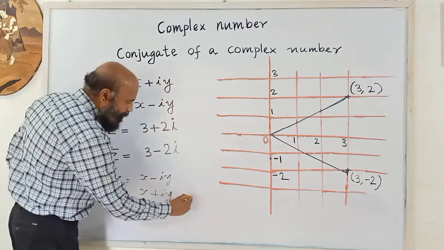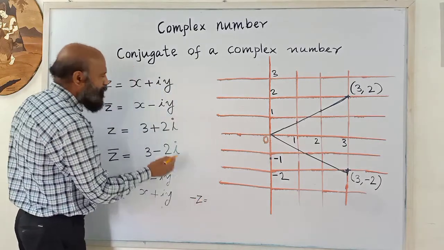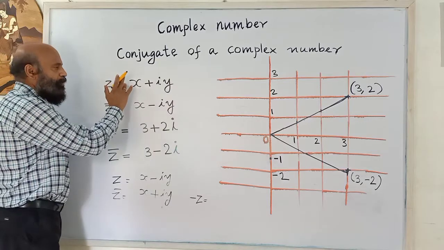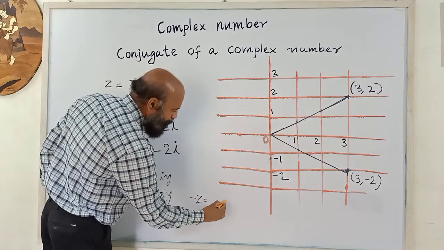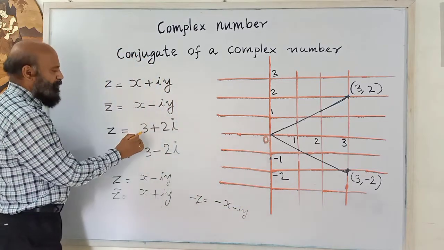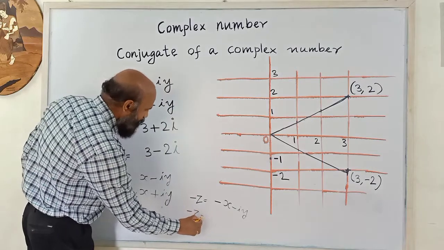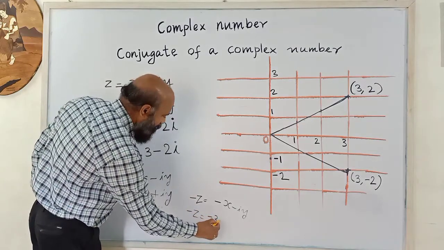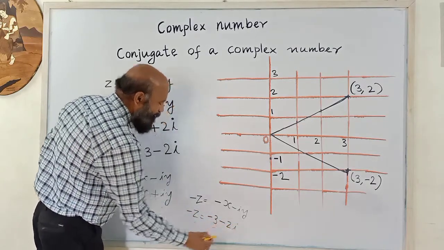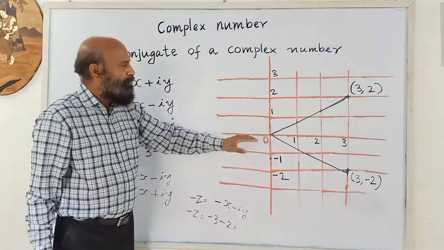Negative of a complex number is different. For the negative of a complex number, you have to change the sign of both the real part and the imaginary part. Minus x minus iy. So the negative of this complex number is minus 3 minus 2i. Now let us see its representation.